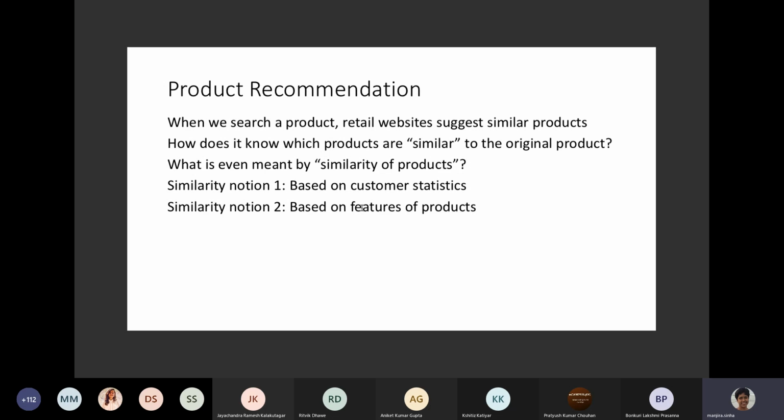So one notion of similarity can be based on customer statistics, just like I said, many times it is shown that customers who have purchased this product have also looked into these other products. Another notion of similarity can be based on the features of the product. Say I am looking for Bluetooth headphones and I am browsing headphones of a particular company, other similar headphones in a similar price range or with similar attributes pop up.